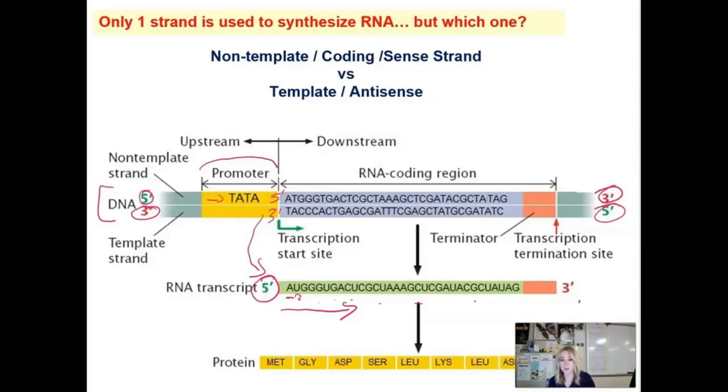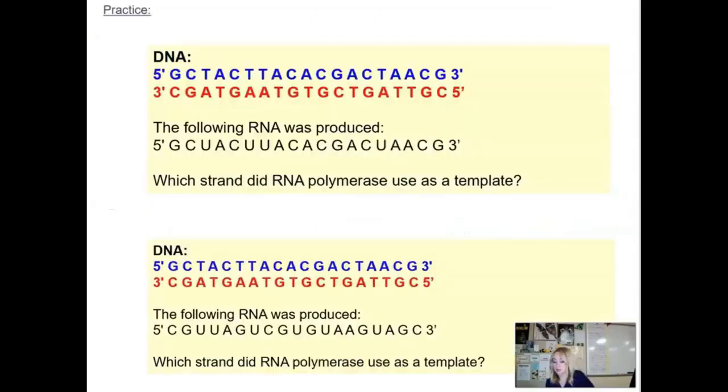And then, of course, step 2 later is going to be translation, which you see right here. So now what I need you to do is this. Look at the 2 example problems. So this is the DNA molecule here. It's double-stranded, and you have the following RNA that was produced, and what you have to do is figure out which DNA strand was actually used as a template to synthesize the given RNA.